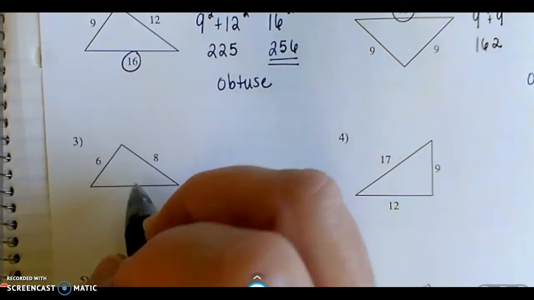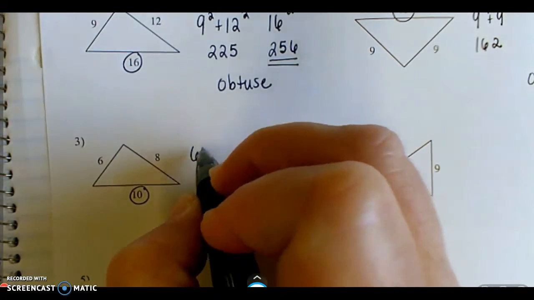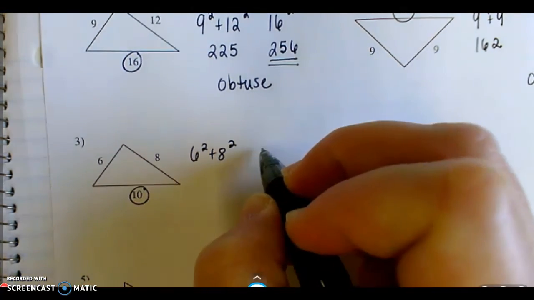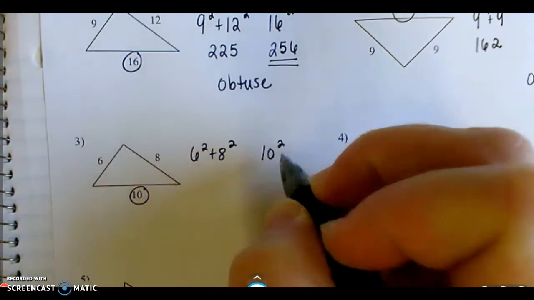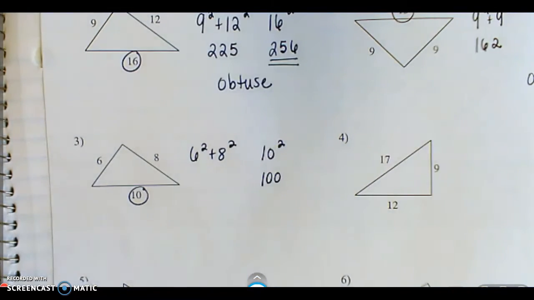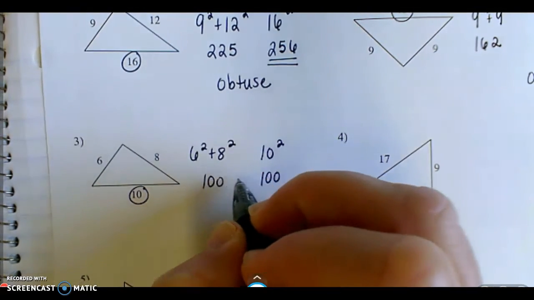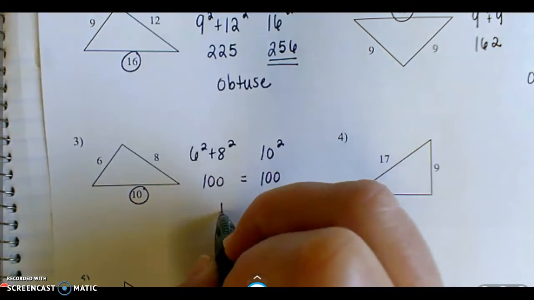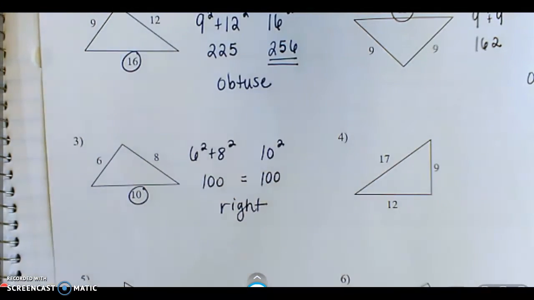Okay, so we have a bigger side here, so we're going to take 6 squared plus 8 squared, and then 10 squared. I know that 10 squared is 100. 6 squared plus 8 squared is also 100. It's equal. Because it's equal, this is a right triangle.